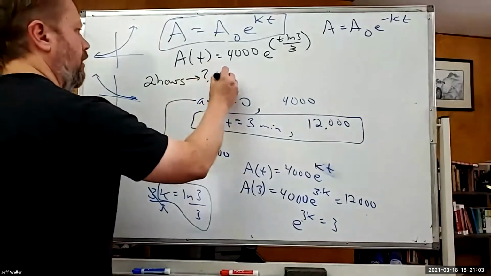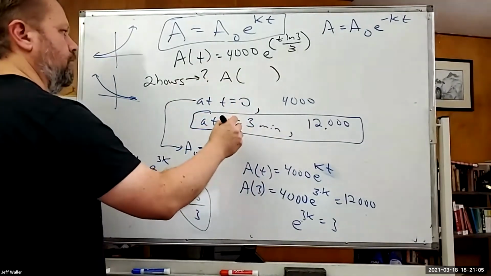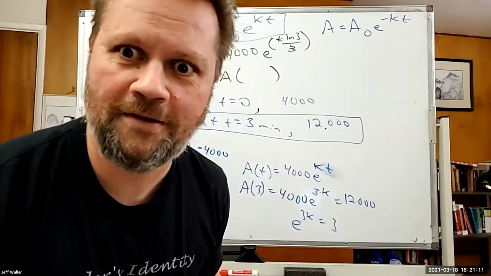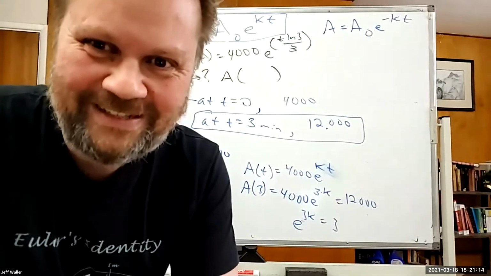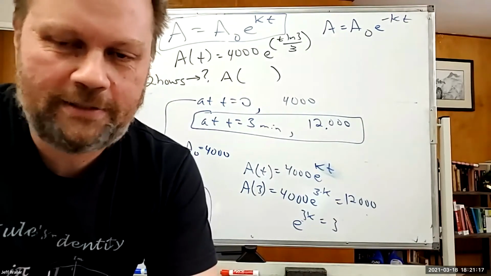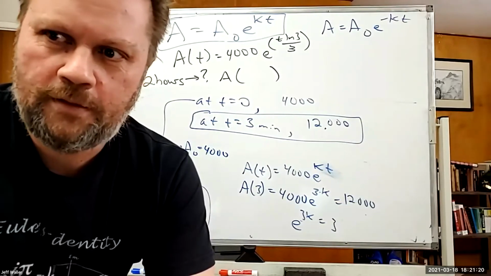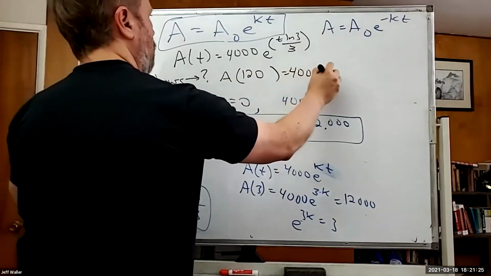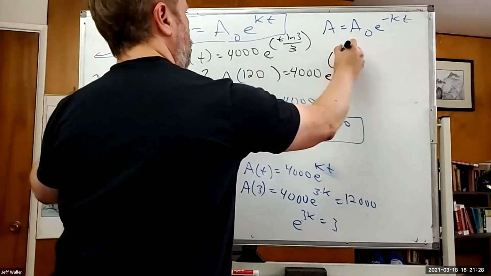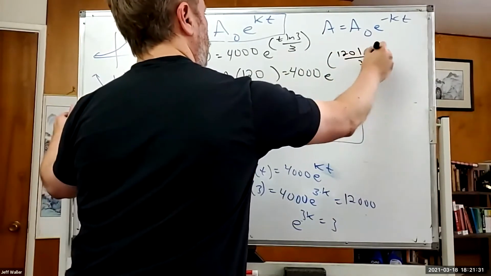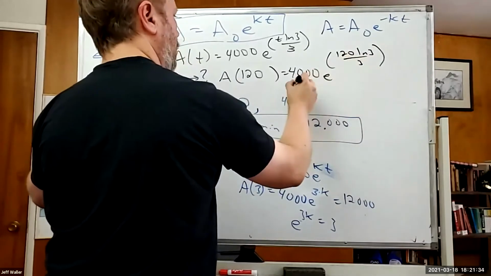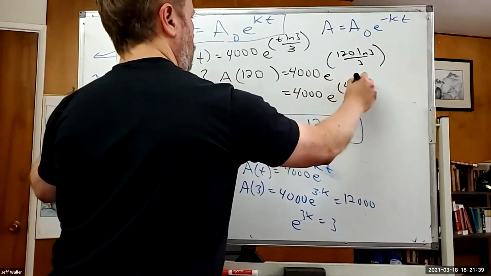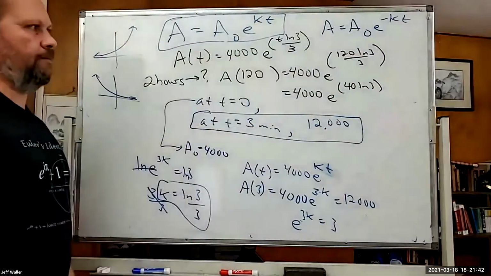So what am I going to plug into A? 40. Sorry, no. I was thinking every one was 3. 120. Don't overthink it. Yeah, I just need to know the number of minutes. 120 for 2 hours, right? So 120. Natural log of 3 divided by 3. I could do this before I plug it in the calculator. I can plug all that in the calculator.